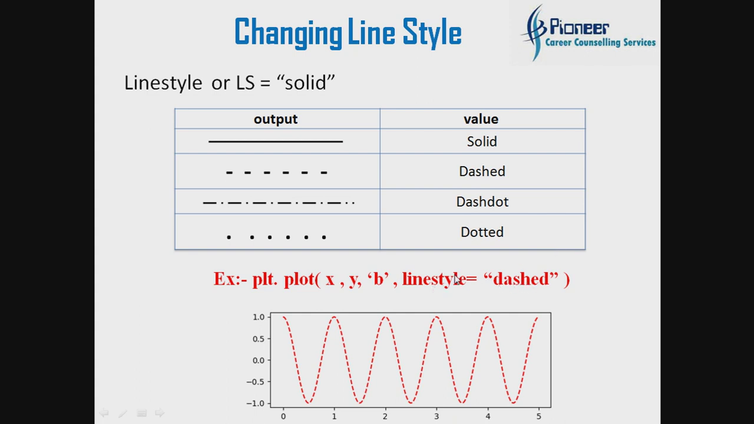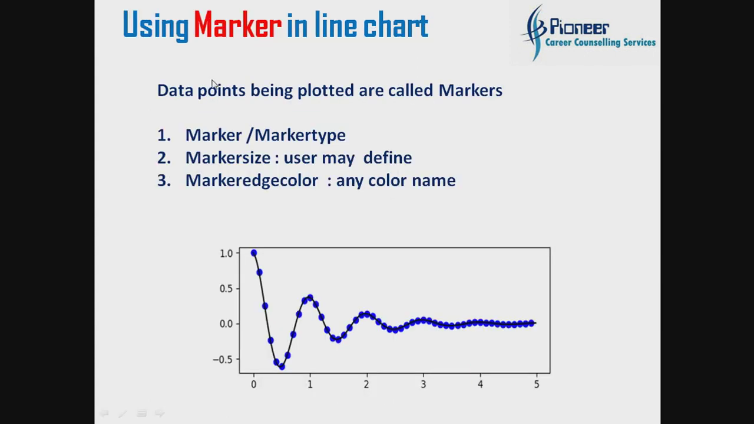The third argument is a marker. So what is the marker? The data points being plotted are called markers. That means whatever data point you are marking over the chart, if you want to highlight that data point, we can use the marker argument. In this chart our output is very clear. The data points are showing in a circle pattern. The marker type here is 'o', that means the marker type is circle.